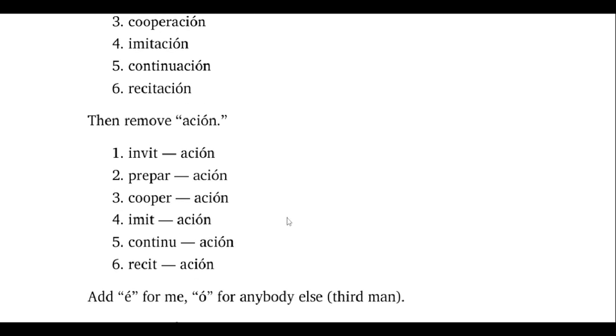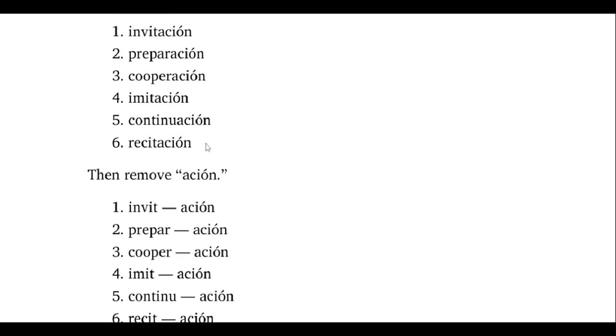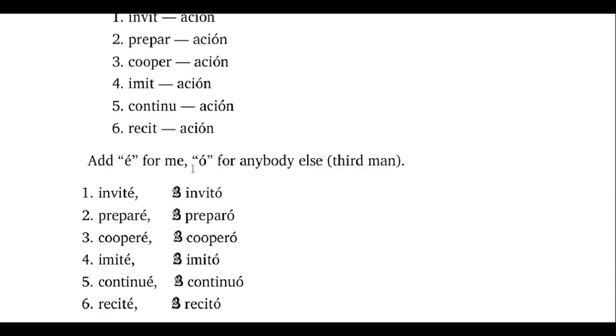Wonderful. So now, if you want to change these nouns to verbs, what we do is we take away the ación, the A-C-I-O-N, and we replace that with an E or an O with the accent on top for past tense. If you're dealing in the past tense, of course. So, for example, invitación, so we take the ación off and we put an E there, so it becomes invité, which means I invited, or invitó, which means you, he, or she invited.